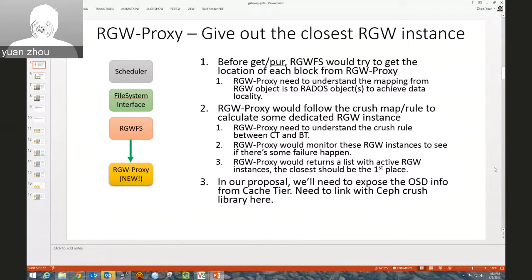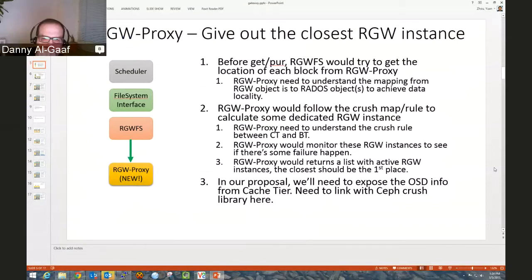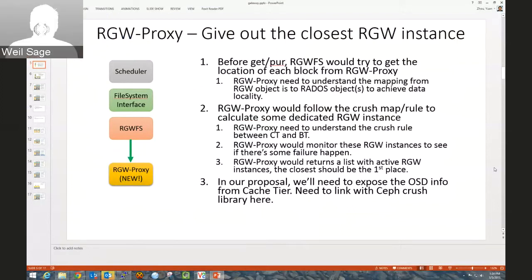So actually, there's another requirement that RGW-Proxy needs to monitor these RGW instances, so that RGW proxy can do some failover. We plan to use the Ceph monitors' information here. Is that reasonable? Sorry, the failover for what information? I mean, is there an existing way to monitor RGW instances, if it's dead or alive?